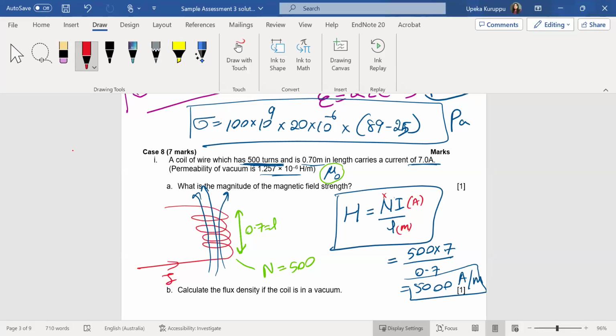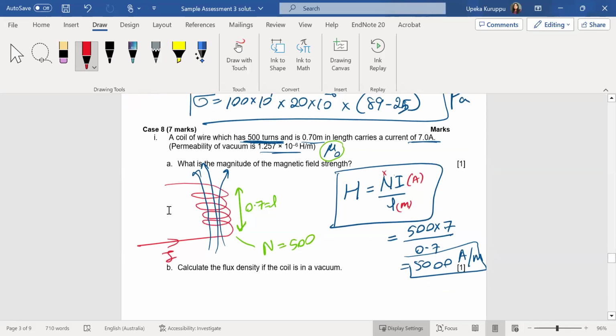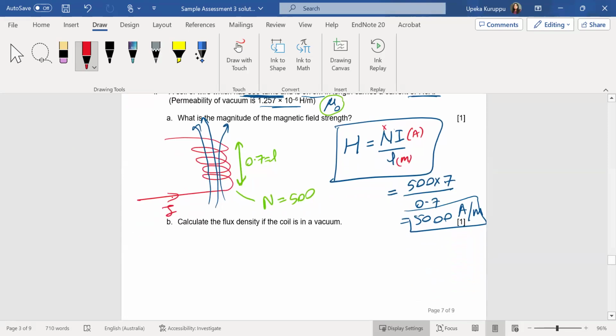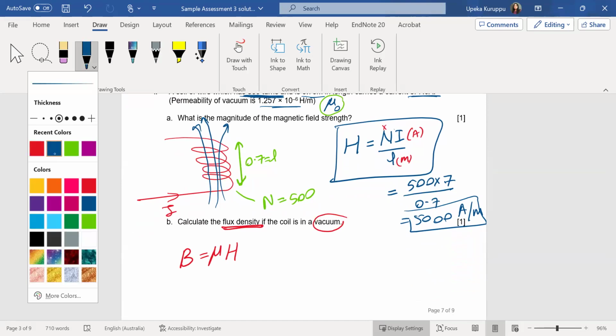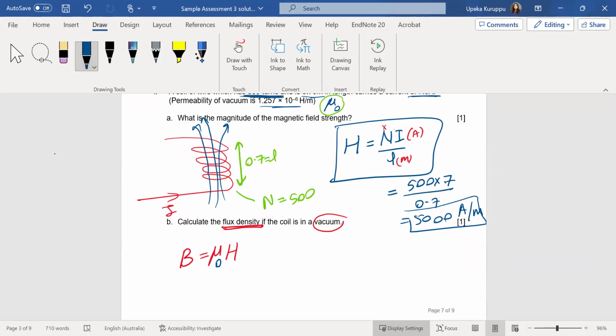Okay, now they are talking about the induced magnetic field. This is the flux density, given by B. B is equal to mu times the H. They are asking about the vacuum now. Whenever you have vacuum, that will be the permeability of the vacuum. So B is equal to the permeability of the vacuum times the H. The permeability of the vacuum is given to us. What is it? 1.257 times 10 to the negative 6 henries per meter.